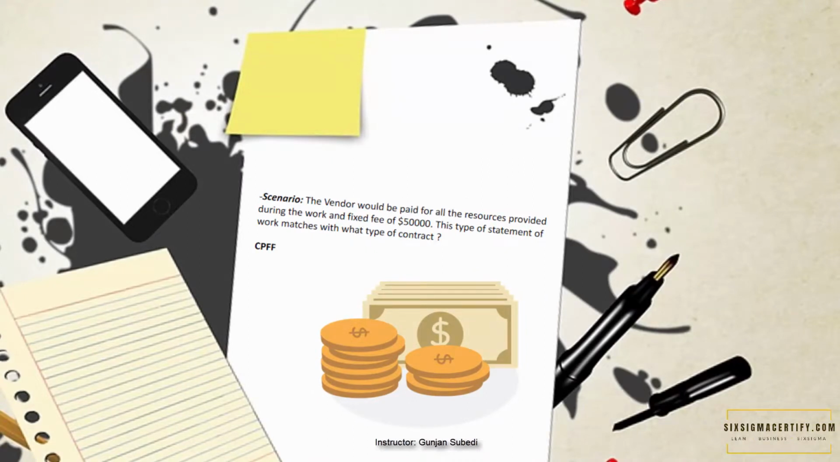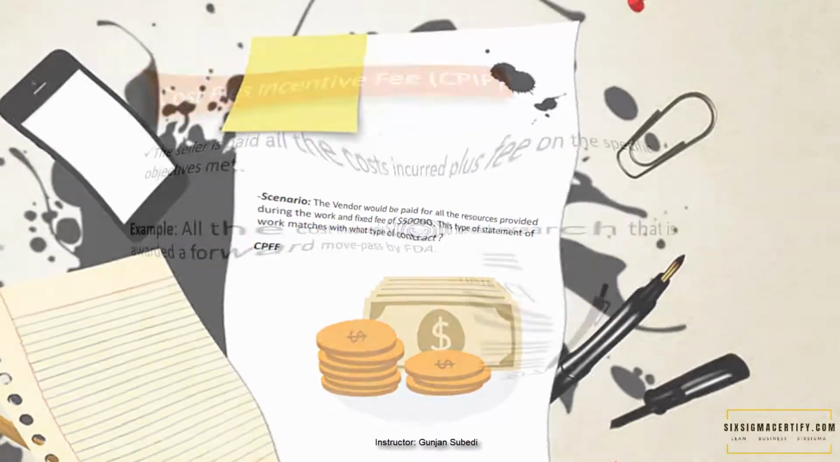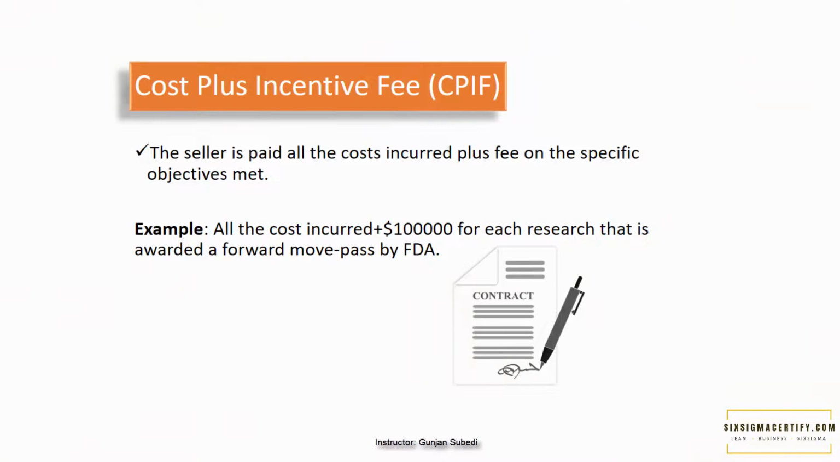Question. The vendor would be paid for all the resources provided during the work and a fixed fee of $50,000. This type of statement of work matches with what type of contract? This is a CPFF, or cost plus fixed fee, type of contract. Cost plus incentive fee: the seller is paid all the cost incurred plus a fee on the specific objectives met. For example, the buyer bears all the cost incurred plus $1 million for each research that is awarded a forward move pass by the FDA. This is a cost plus incentive fee contract.